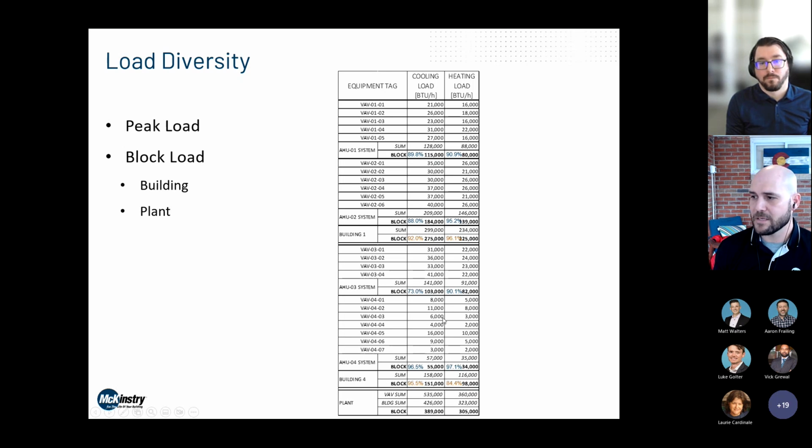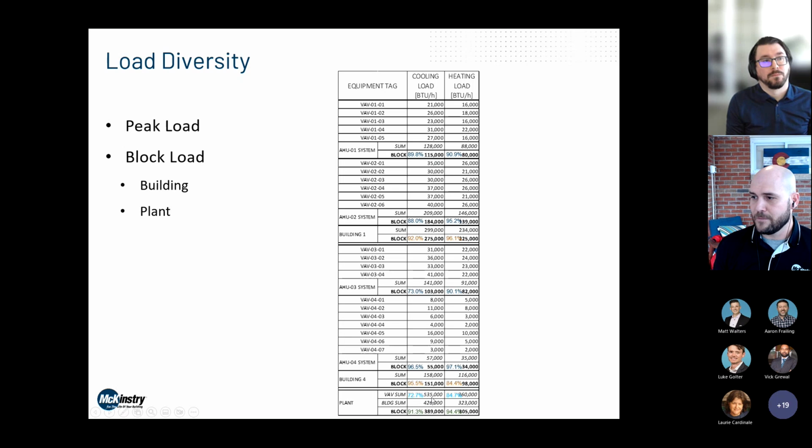And then when we get down to the plant level, you can see that the block load for the chiller plant doesn't need to serve both buildings in aggregate at the same time, because maybe one building is shading the other building, for example. So it's only 91% of the sum of the two different buildings. And so that's really the difference.